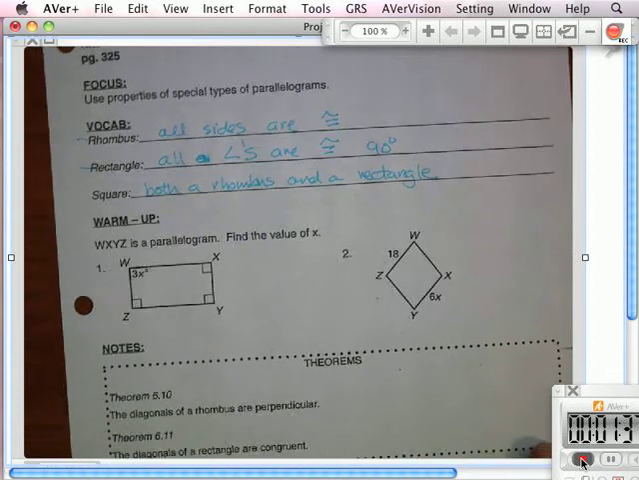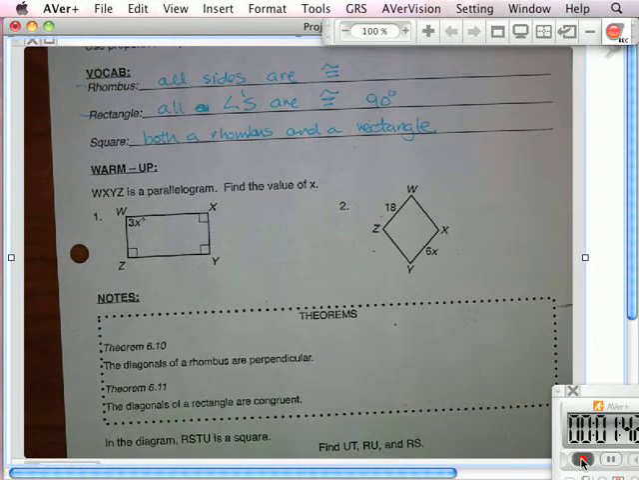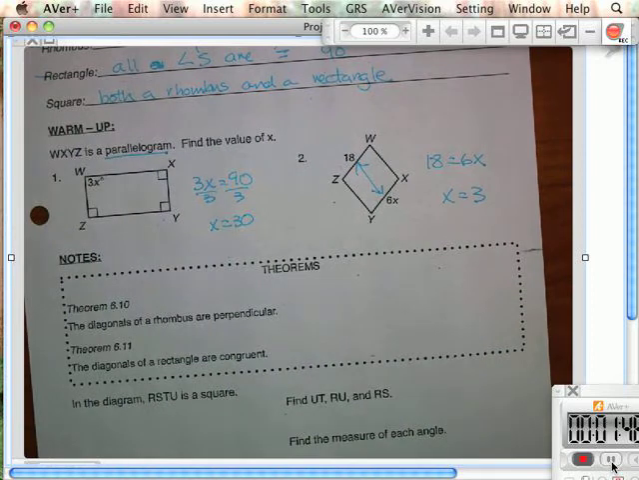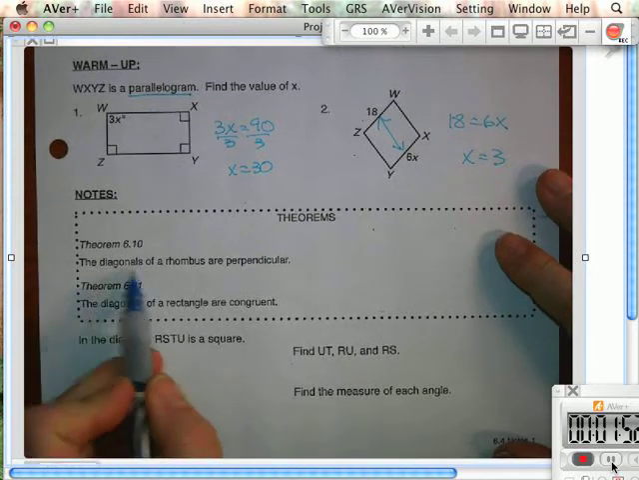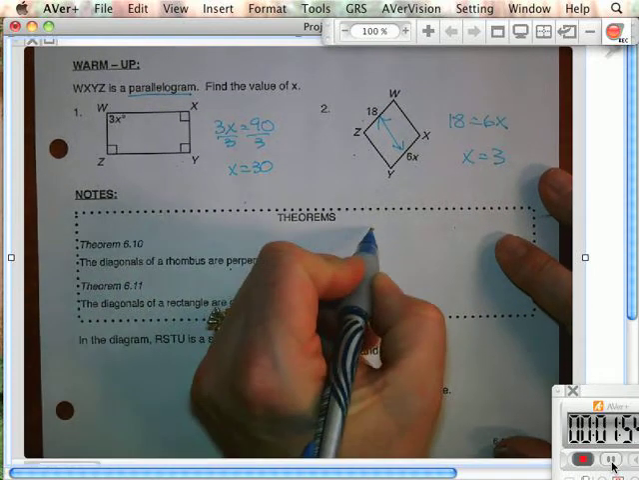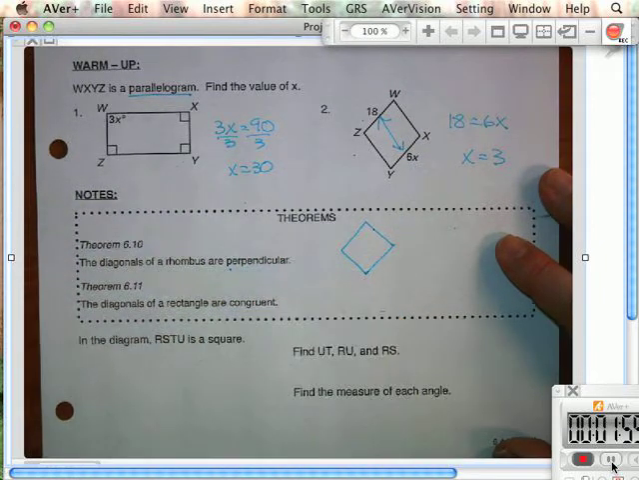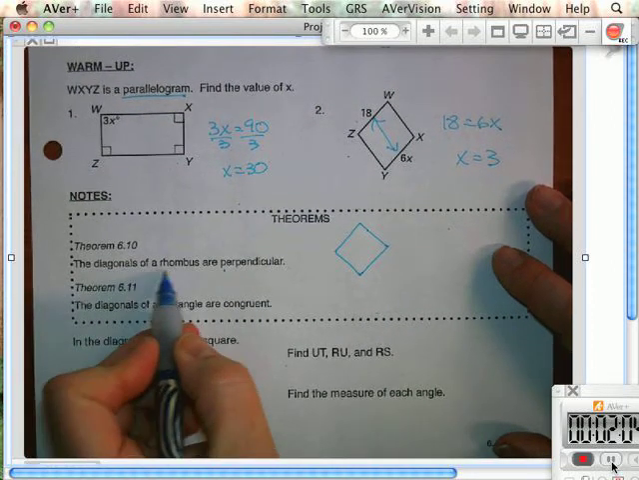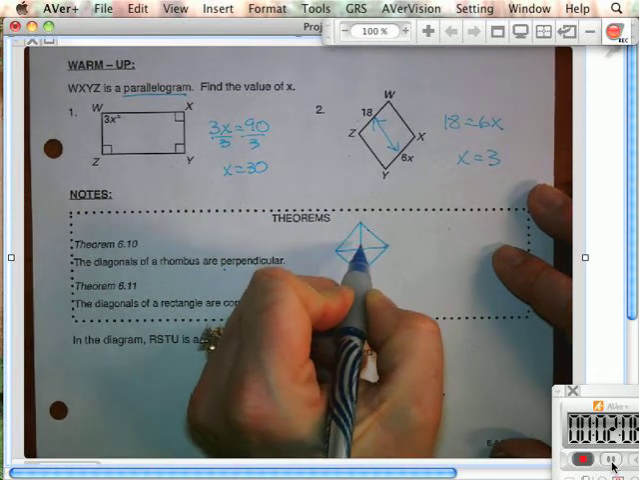All right. Does anybody want to come up and do number 1 up here on the whiteboard? There you go. Exactly, thank you. Theorem 6.10. The diagonals of a rhombus are perpendicular. Remember, in a rhombus, if you draw it like this, you just have to make sure all the sides are congruent. And then what this says is the diagonals of the rhombus are perpendicular. So if you drew a diagonal here and a diagonal here, know that it forms a 90-degree angle.